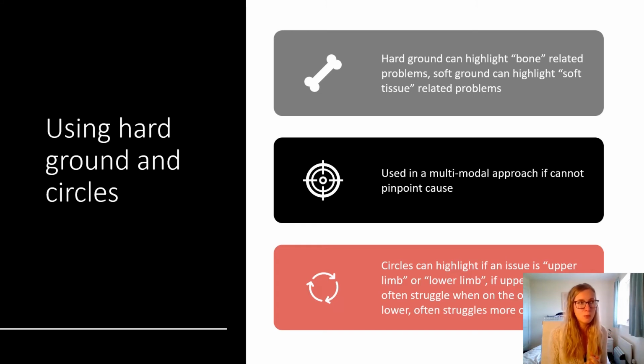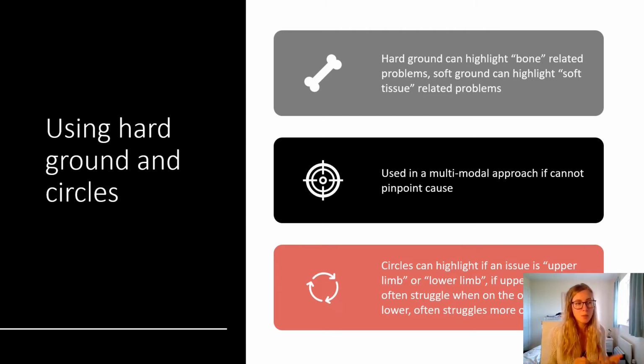Save that for the vets. But if, for example, you do hacking on the road and then you do schooling and you notice lameness just on the road, not in the school, it might be that there's more of a bony type change. You can also use circles. So circles can highlight if there's an issue in the upper limb or the lower limb.